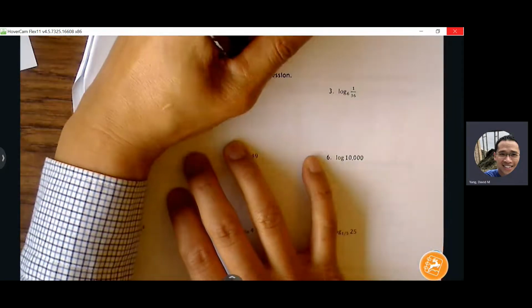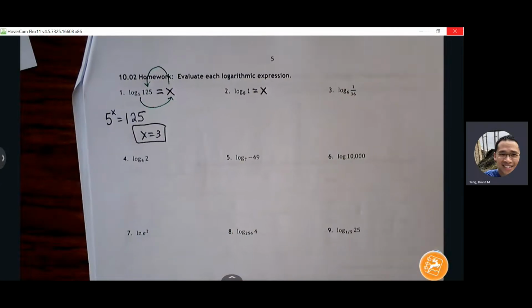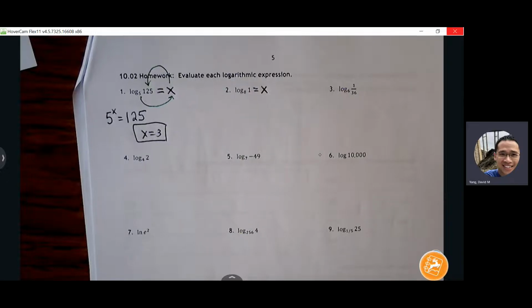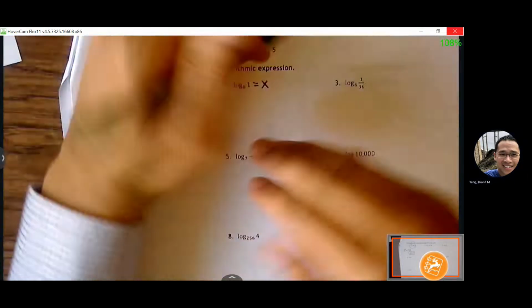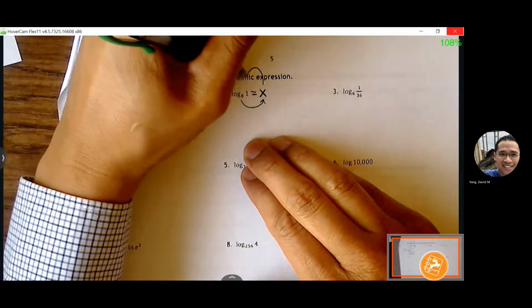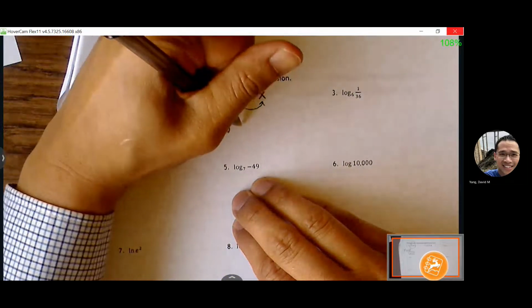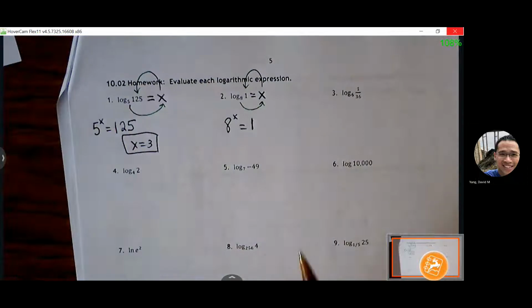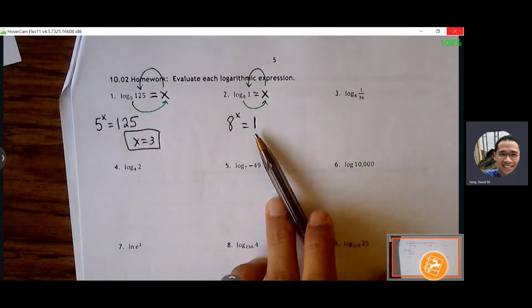Repeat that process for all these problems here. Get that equals x to show up, convert to exponential form, and once it's in exponential form, we can logically reason out what the x value must be. Okay, what's x equal to? 8 raised to what power will give me 1? 0. Yep.